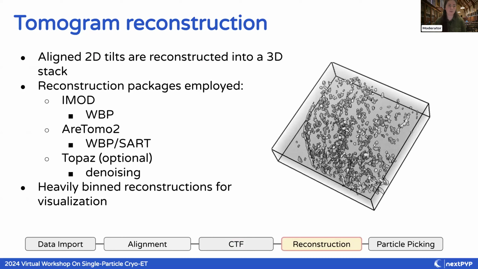So for tomograms, you're going to be aligning your 2D tilts, and these aligned tilts are reconstructed into a 3D stack. The reconstruction packages that we employ are IMOD, which uses weighted back projection, RTOMO2, which uses weighted back projection or SART, and then we have an option now to include Topaz for denoising. Here, as we mentioned before, we show heavily binned reconstructions in the web interface for visualization and for downstream particle picking, things like that.